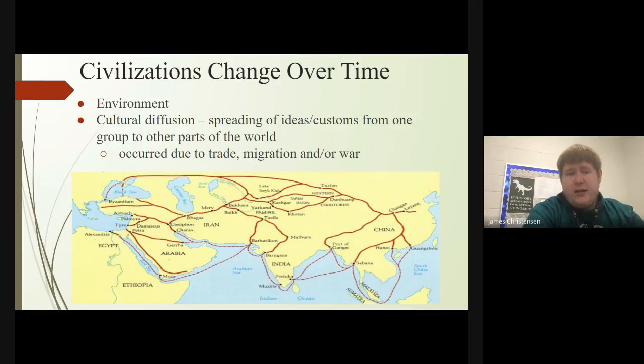They always had it. But more often than not, we saw what was known as cultural diffusion, which is the spreading of ideas and customs from one group to another in other parts of the world. This typically mostly happened during trade, but also could occur during migrations and or war. We'll talk a lot more about how various civilizations have influenced each other in the coming weeks.